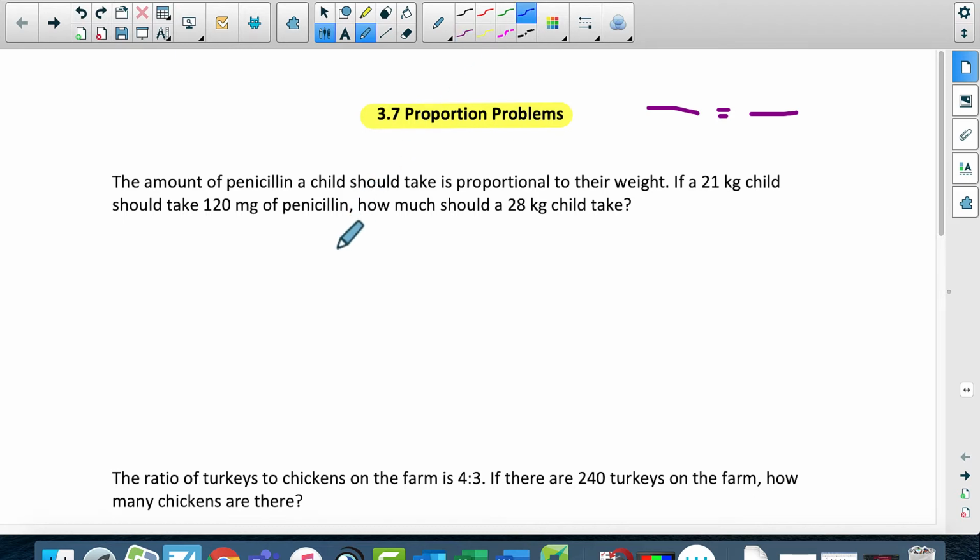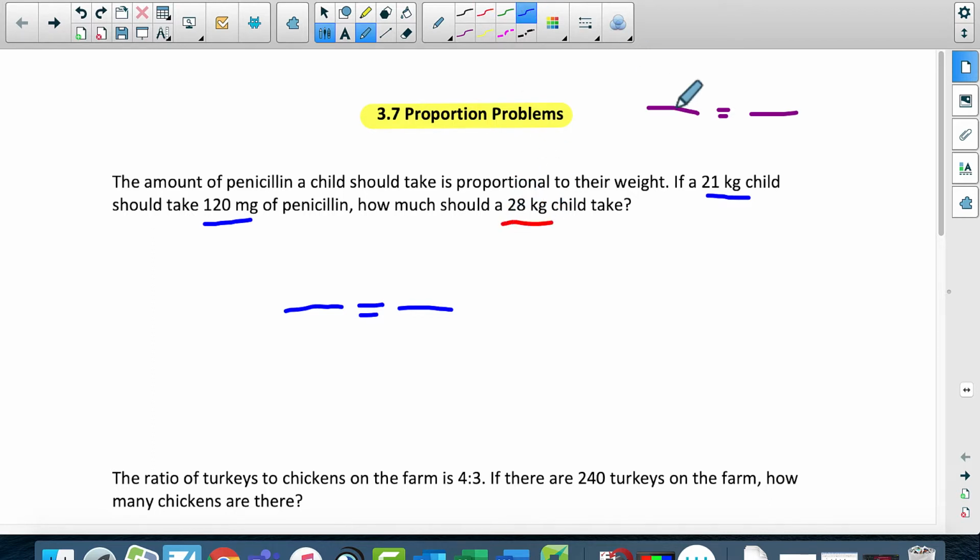Alright, so let's solve this first question. For all these questions, we should be starting by setting up a proportion. So I will write my proportion slowly here. The amount of penicillin the child should take is proportional to their weight. If a 21 kilogram child should take 120 milligrams of penicillin, so that's one pair of numbers there, then how much should a 28 kilogram child take?